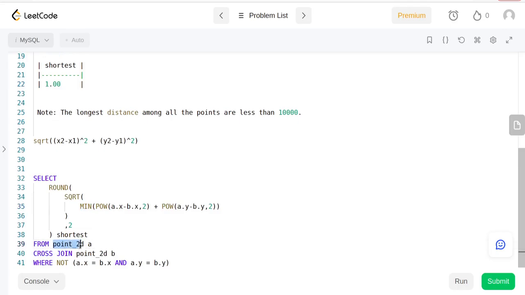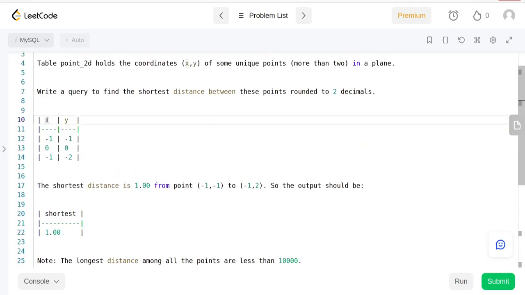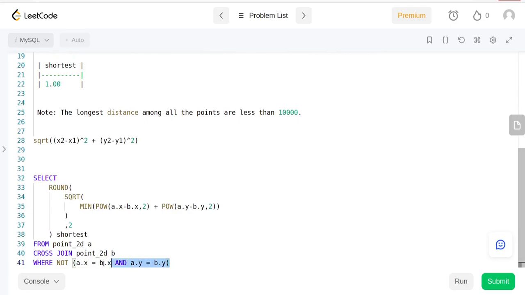Again, we are having two instances of that point_2D table, table A and table B. We are cross joining it, and we are ignoring those distances where the same points are joined together. So where the x value of one entry is equal to the x value of the other entry from the other table, and the y as well, that's what it boils down to. Ignore the points where one point is being joined with the same point on the other table.